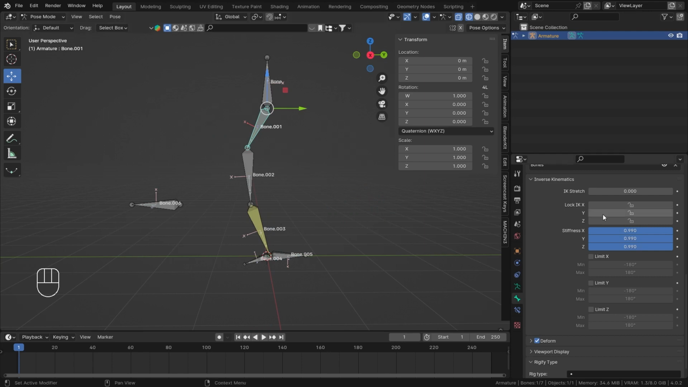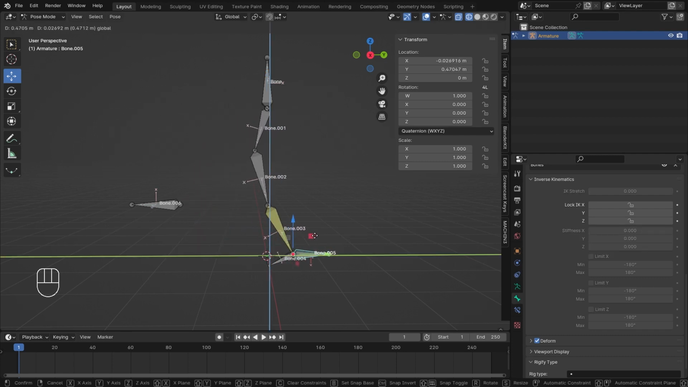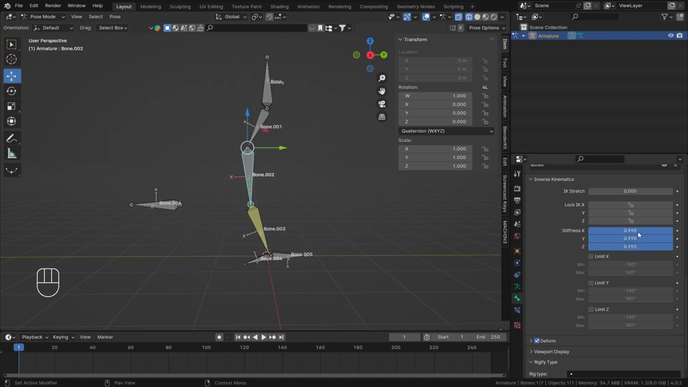So the root will try to move the least. So in usual cases, we don't move the middle bone that much, I guess, so we can increase its stiffness. We can increase this stiffness as well, but really low. Now this gives us some pretty realistic results. Depending upon your situation, you might need to increase and decrease this stiffness value. So yeah, that's how the stiffness works.